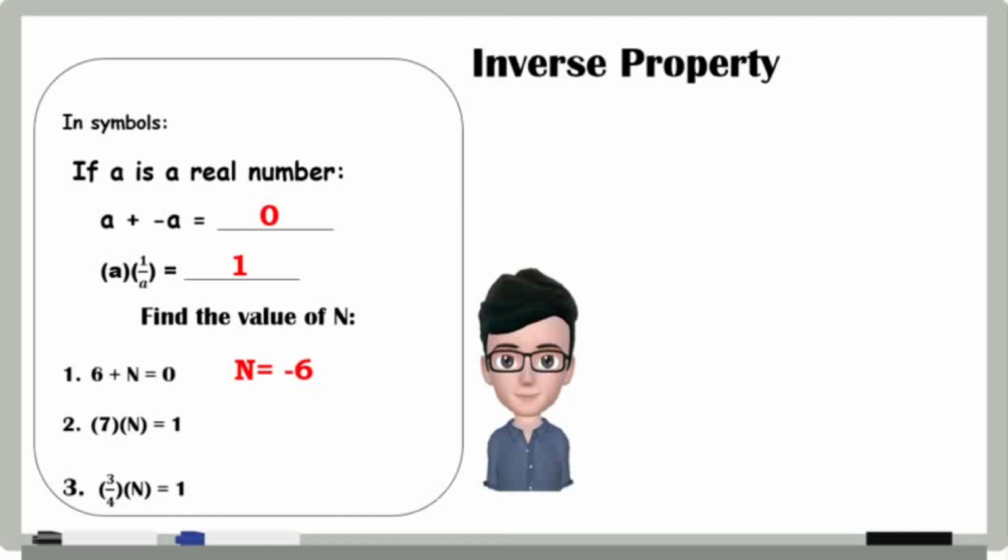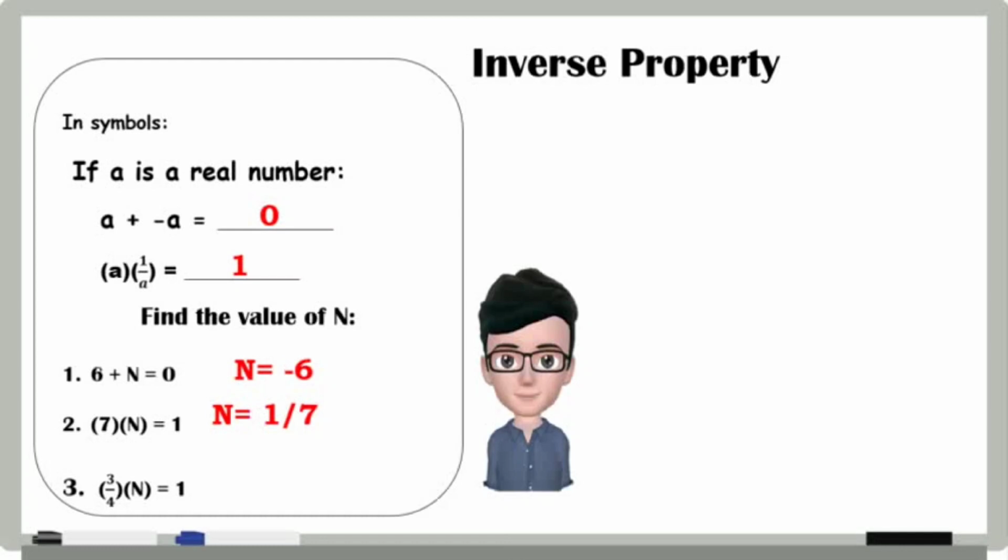Inverse. Okay, that's why their sum is 0. Next, 7 times n is equal to 1. What is the value of n? 1 over 7. Okay, good. What is the relationship between 1 over 7 and 7? Okay, that's why their product is 1.